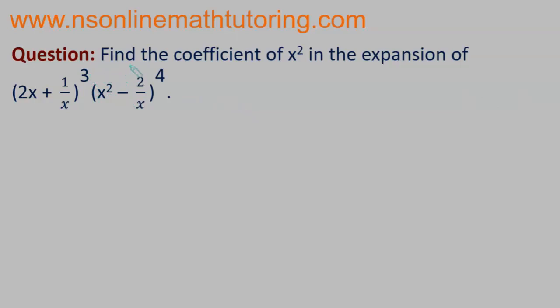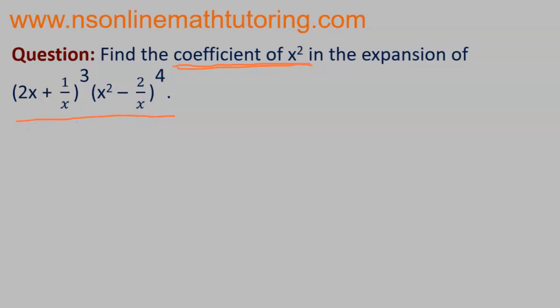Now, the second question says find the coefficient, again, the coefficient of x to the power of 2. The previous question contained x to the power of negative 2 and this one is x to the power of positive 2, in the expansion of (2x plus 1 over x to the power of 3) times (x squared minus 2 over x to the power of 4).